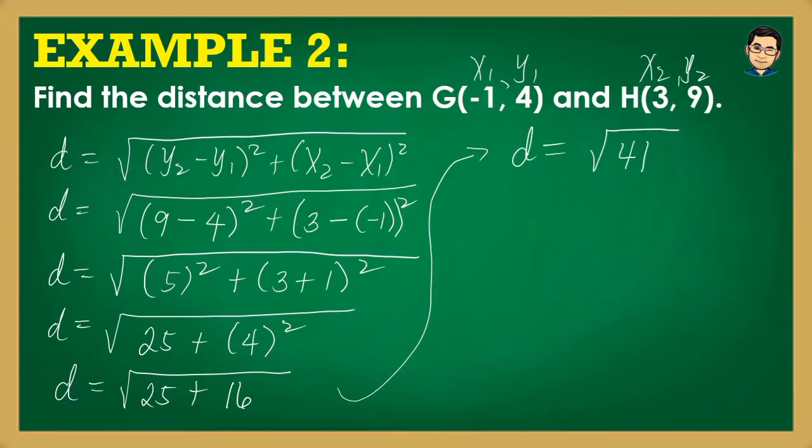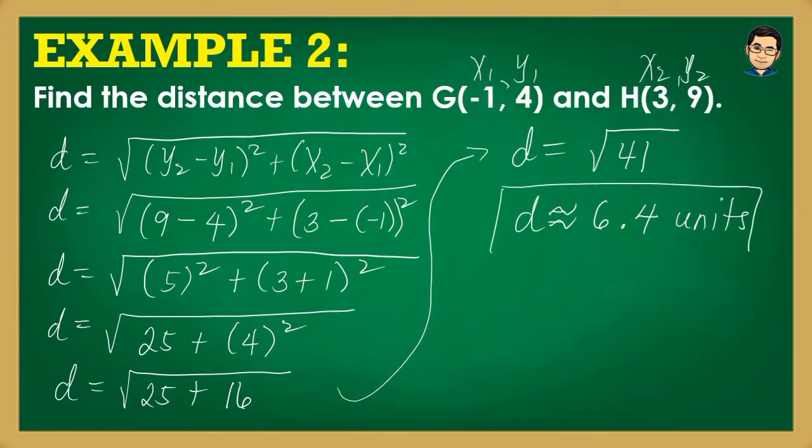So, 41 is not a perfect square. So, to get the approximate value of the square root of 41, D is equal to 6.4 units. So, the approximate value for D is 6.4 units.